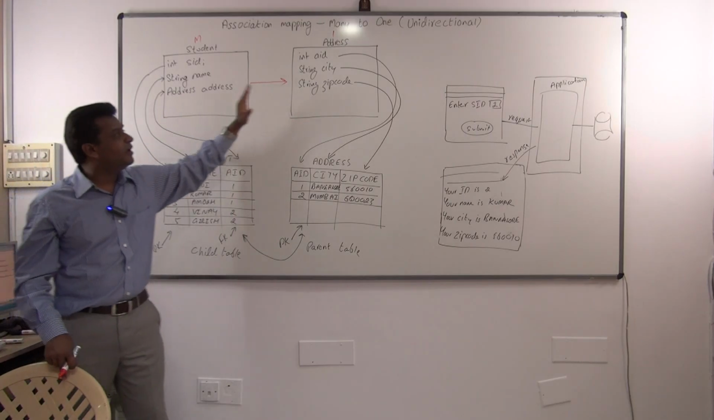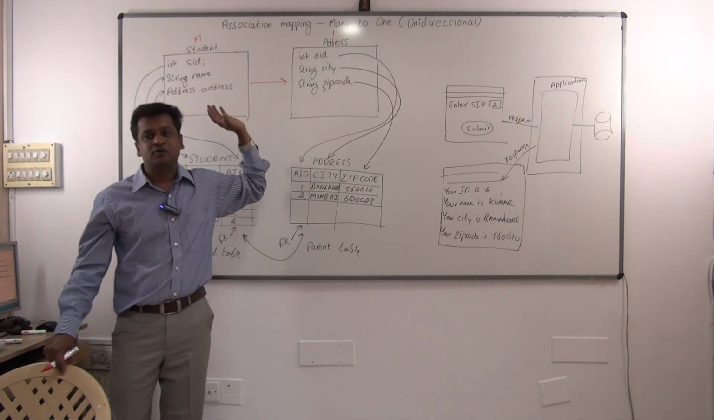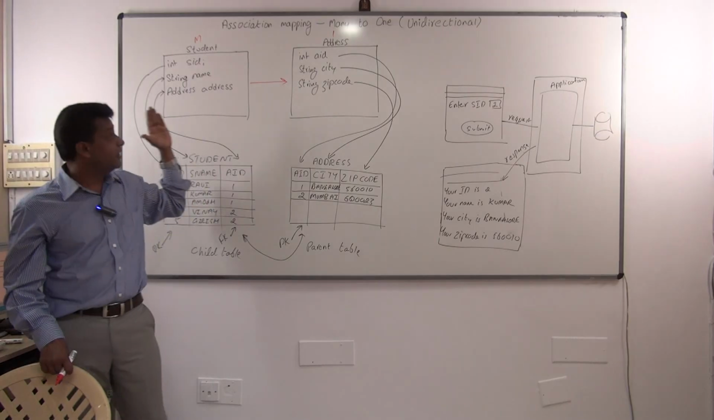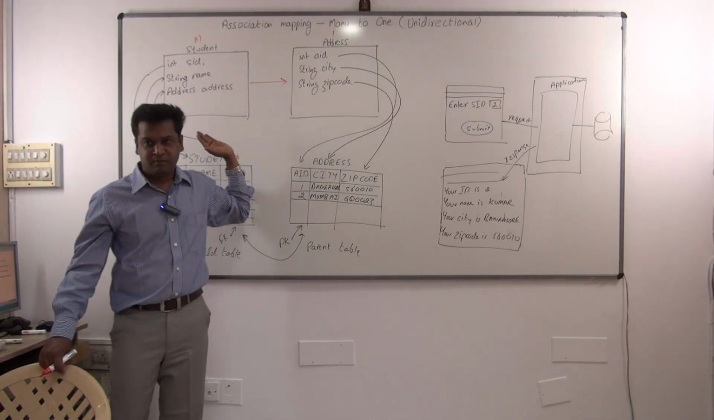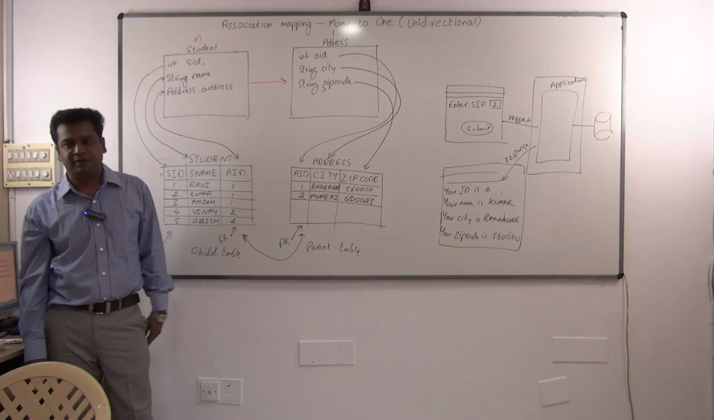This way means from student I can get the information about address, but from address I cannot get the information about student. That's why it is called unidirectional. Direction is like this. From student we can get the information about address. So this is the whole concept now.